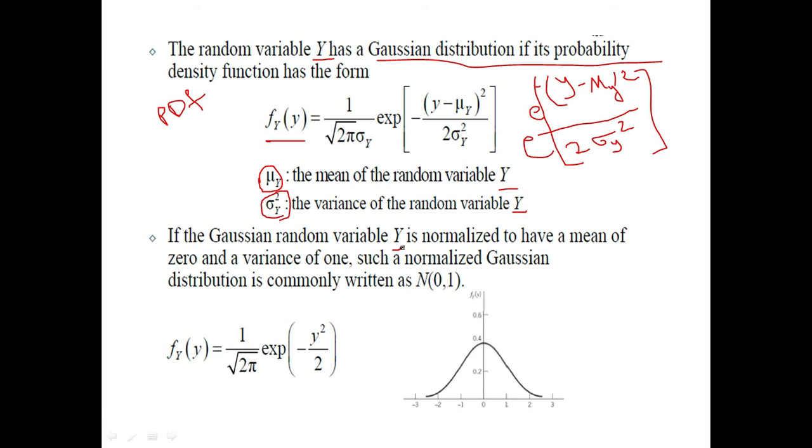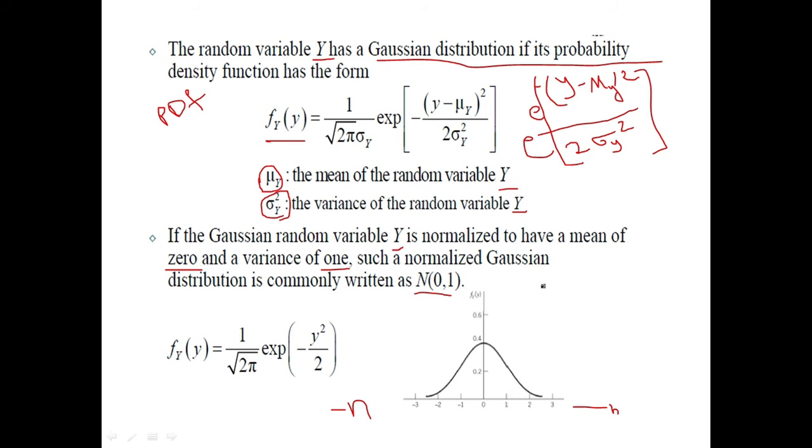Then if the Gaussian random variable y is normalized to have the mean of 0 and the variance of 1, such a normalized Gaussian distribution is written as N of 0, 1. Means the maximum value is 1 here. With reference to this diagram, your y-axis parameter should be varying from 0, 1, 2, 3, 4 up to n, and here minus 1, minus 2, minus 3 up to minus n. Means your value should be varying from plus n to minus n, and the x-axis parameter will be varying from 0.2, 0.4, 0.6, 0.8 and 1.